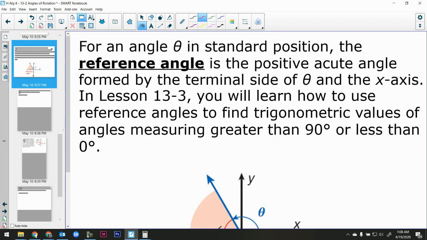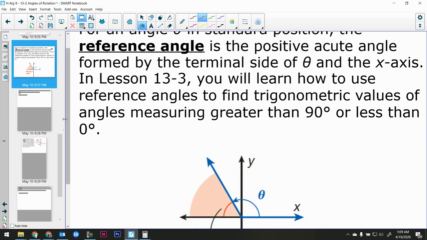Now, let's talk about reference angles. Reference angles are going to be a big topic here pretty soon when we start looking at the unit circle, because we're going to have to identify what the reference angle is for any given theta. For an angle theta in standard position, the reference angle is the positive acute angle that's formed by the terminal side of theta and the x-axis.